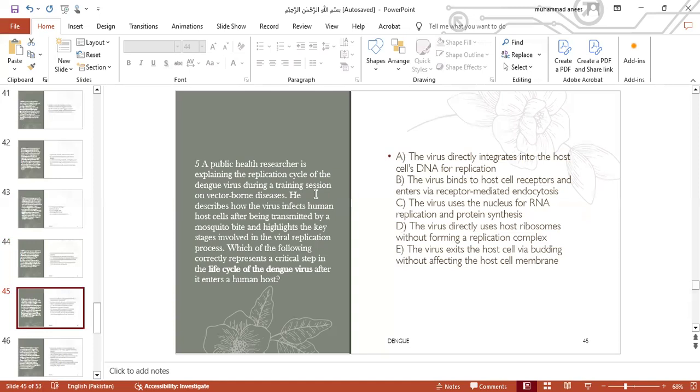a human host? A, the dengue virus integrates into the host cell's DNA for replication. B, the virus binds to host cell receptors and enters by receptor-mediated endocytosis. C, the virus uses the nucleus for RNA replication and protein synthesis. D, the virus directly uses host ribosomes without forming a replication complex. And E, the virus exits the host cell via budding without affecting the host cell membrane.